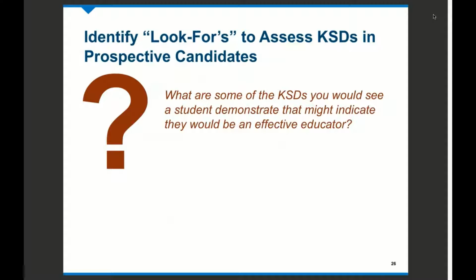As you consider strategies for reaching out to prospective candidates, it's also important to think about what makes a student someone that you should consider actively recruiting. When you think of your list of KSDs, what are some places, activities, conversations, or actions where you might spot a student demonstrating these KSDs in action and notice that they might be a quality Grow Your Own candidate and potential educator?